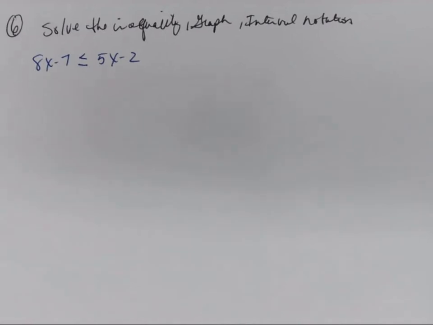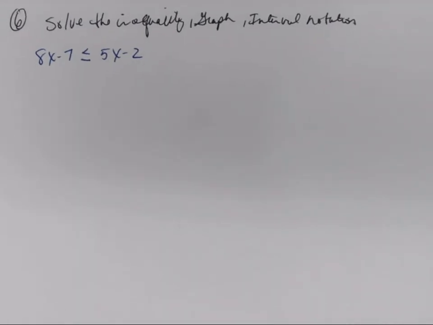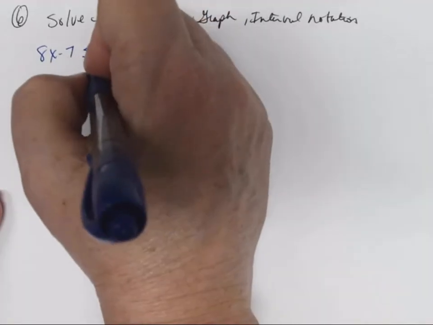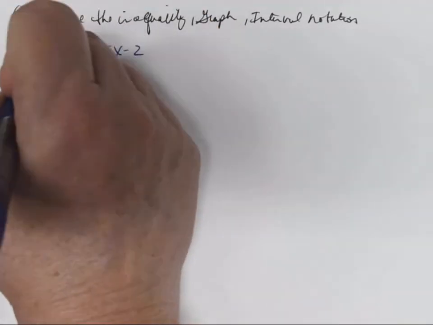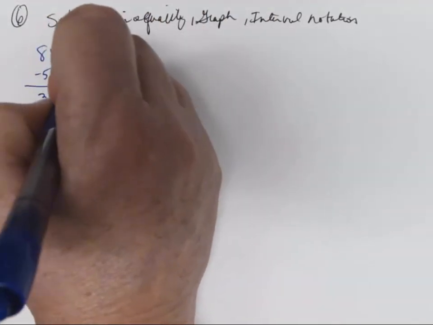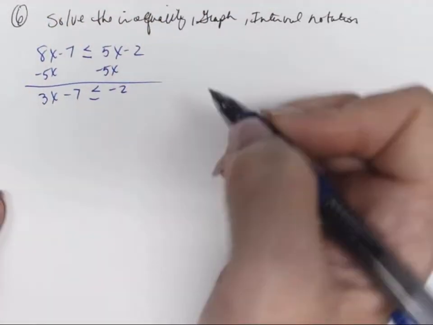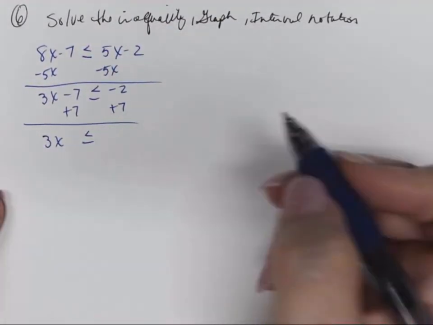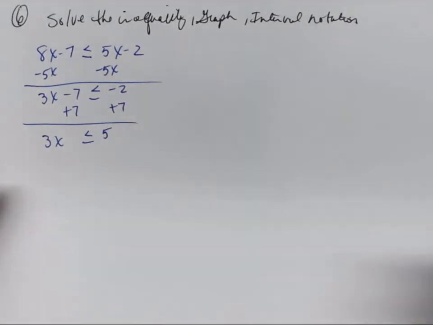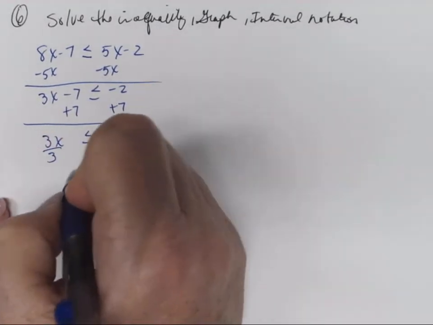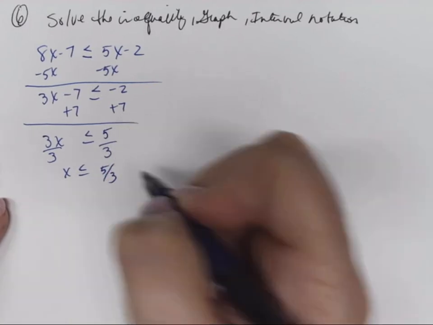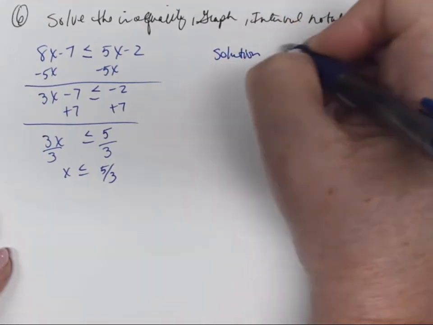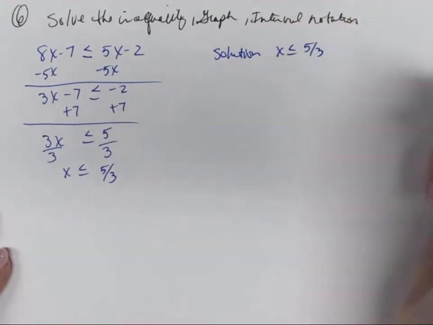So what we need to do is get the x's on one side and then get the numbers on the other. So I like to keep my x's positive, so I'm going to move the 5x over. So that'll get me 3x minus 7, less than or equal to negative 2. Add the 7, and get 3x is less than or equal to 7 minus 2 is 5. Divide by 3, and x is less than or equal to 5/3. So the solution is x is less than or equal to 5/3.